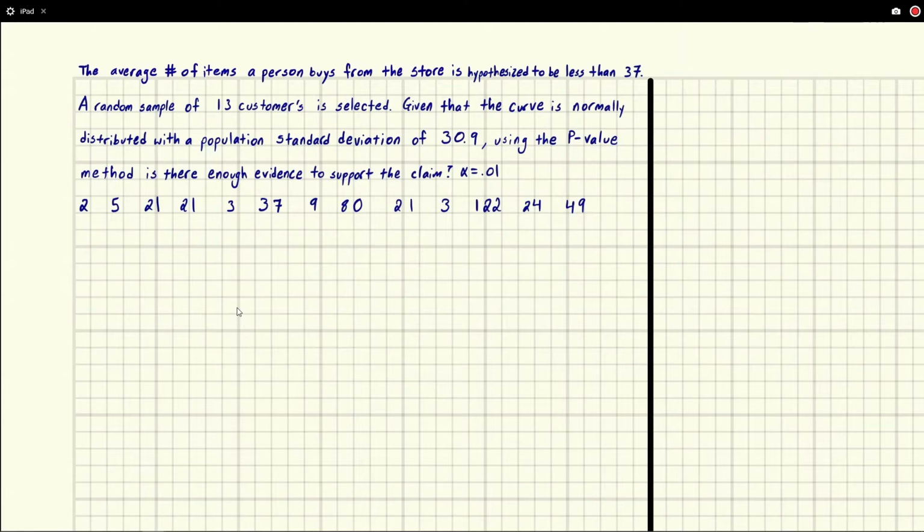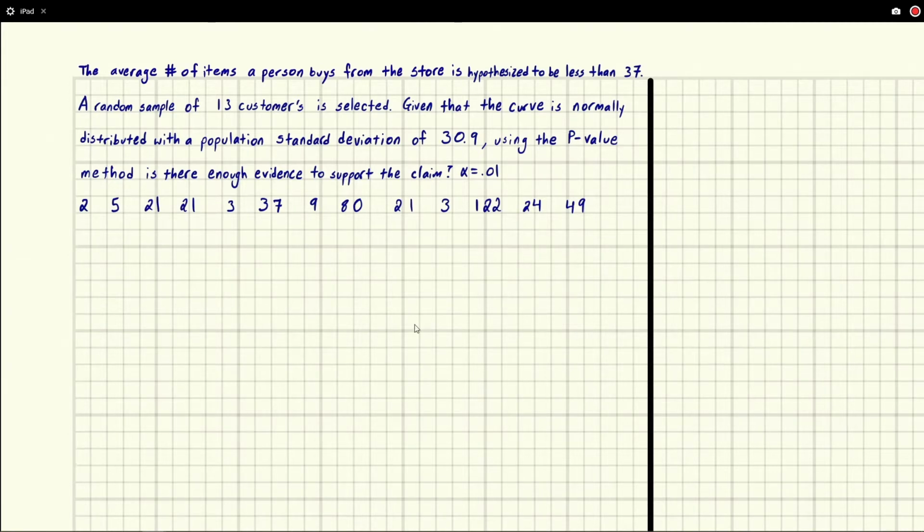The average number of items a person buys from the store is hypothesized to be less than 37. A random sample of 13 customers is selected. Given that the curve is normally distributed with a population standard deviation of 30.9, using the p-value method, is there enough evidence to support the claim? Alpha is equal to 0.01.